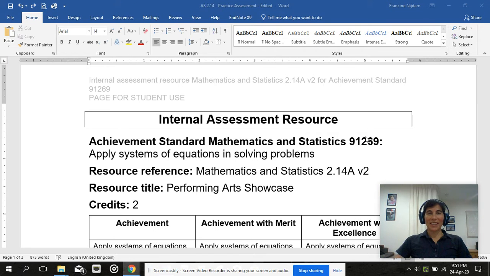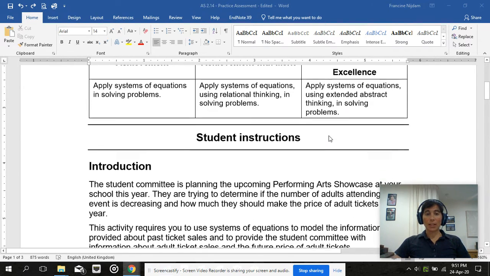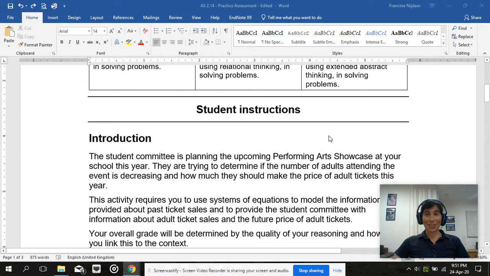Kia ora. This is the first of a series of videos showing my work solution for Achievement Standard 2.14, the Performing Arts Showcase. So what I'm going to do in this first video is simply read through the student instructions with you, with the idea that I'll just highlight the key information. Some of you may not need to watch this video, but the idea is that it will pull out the information and help us solve the problem.